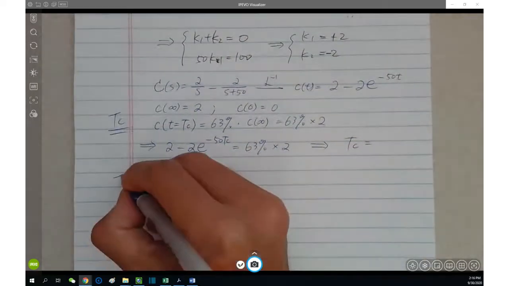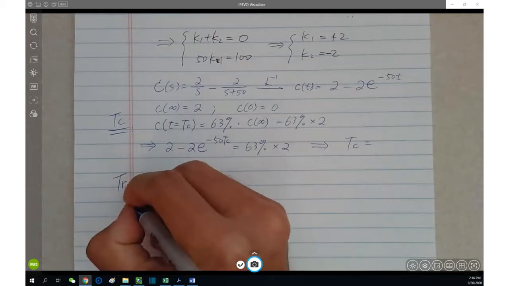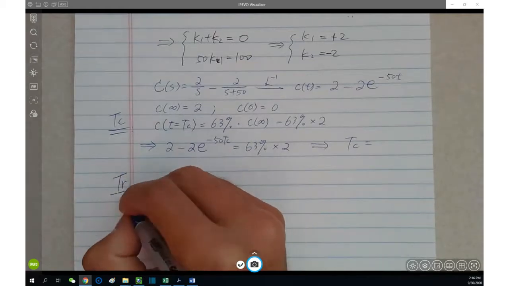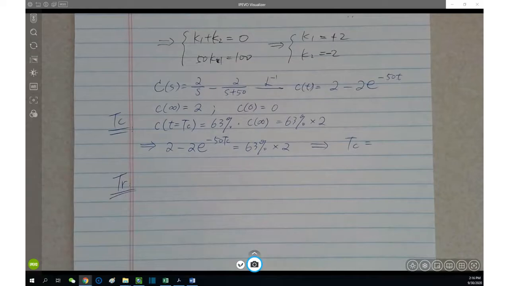Similarly, to find the TR, what do we do? If you check your notes, the TR definition is the time it takes for the response to go from 10% to 90%. So what we can do is find two time moments. One is for 10%, the other is for 90%. And the difference between these two is the TR. Does this make sense?